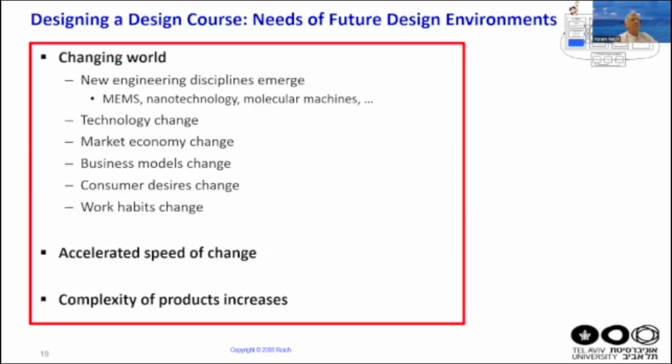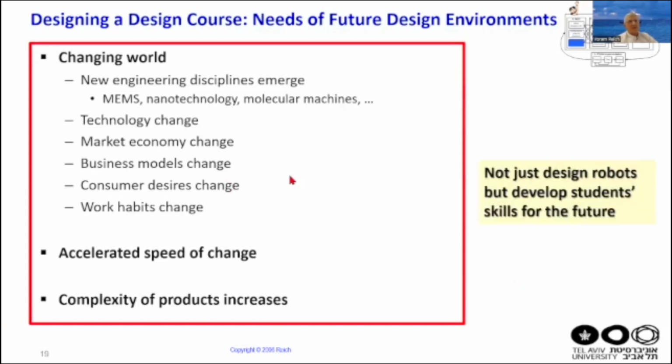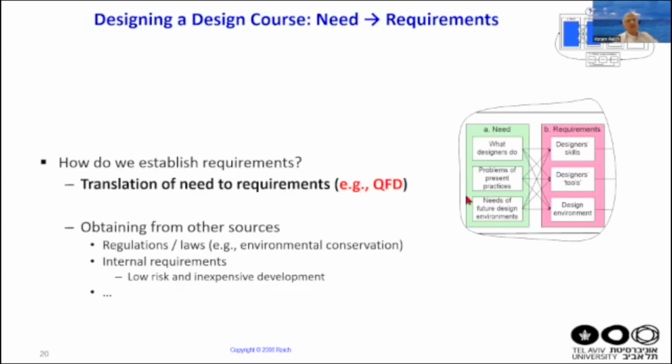And we also looked at the changing world, what might be some of the challenges faced by future engineers. This was done in 2006. The same challenges are discussed today. So really, the idea was not just to have students design better robots, but also develop their skills for the future. Then we had to translate the needs to requirements. One can do it with tools like QFD. I won't go into it here.